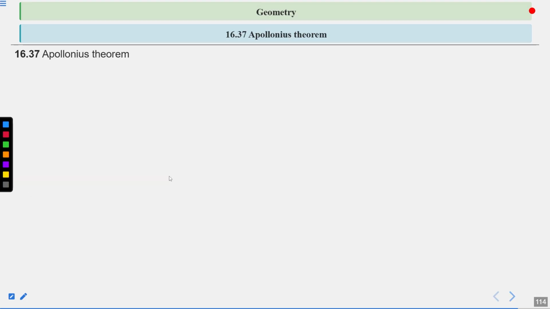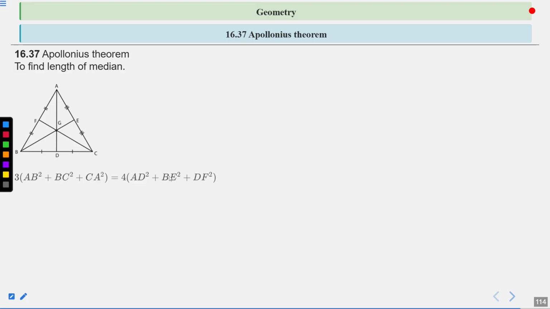Apollonius theorem, to find the length of the median. By this diagram we can say that 3 times (AB square plus BC square plus CA square) equals 4 times (AD square plus BE square plus CF square). So the theorem says that (AB plus BC plus CA) upon (AD plus BE plus CF) is always greater than 1 and less than 4/3. Next one.